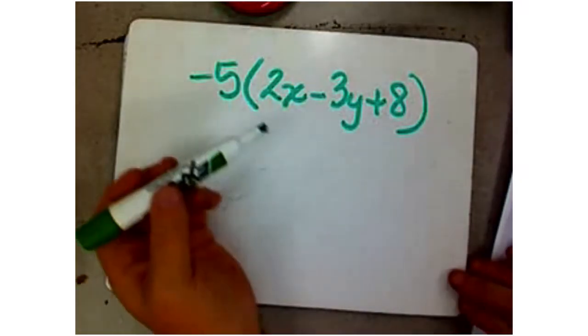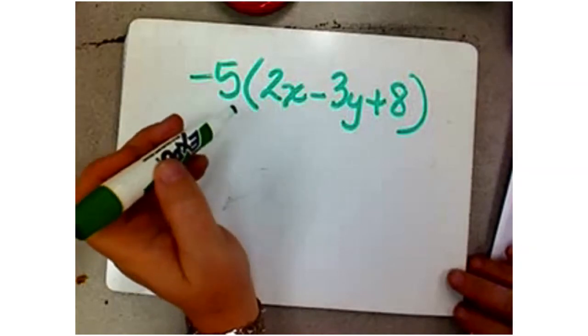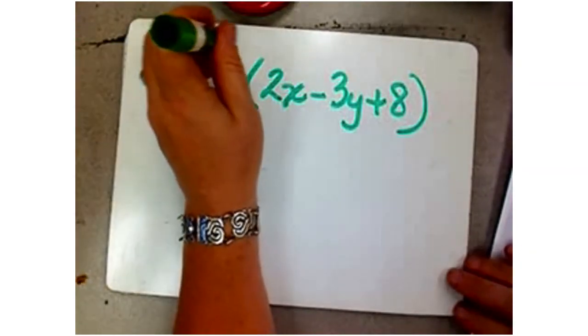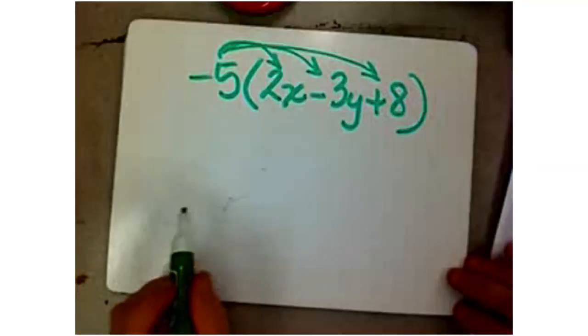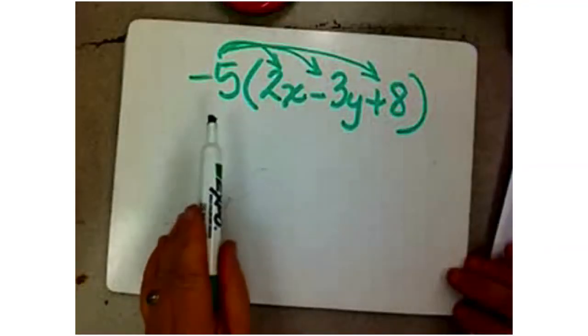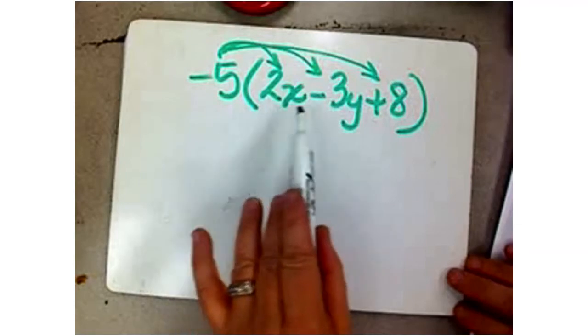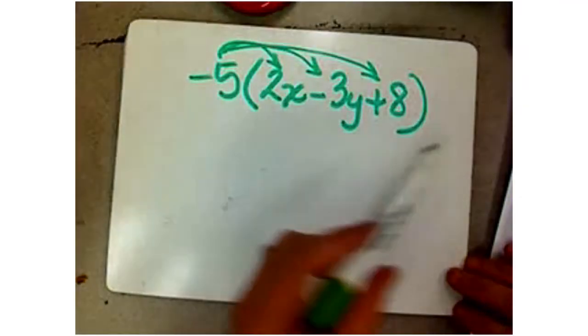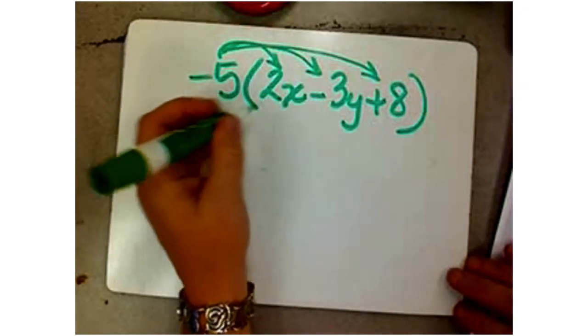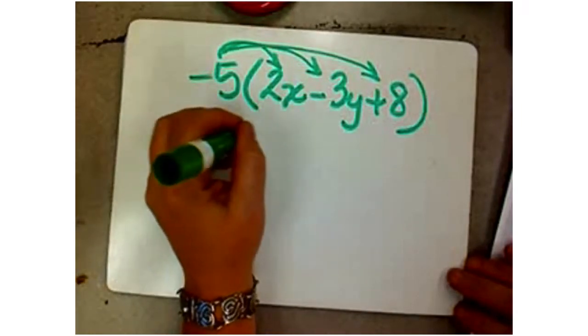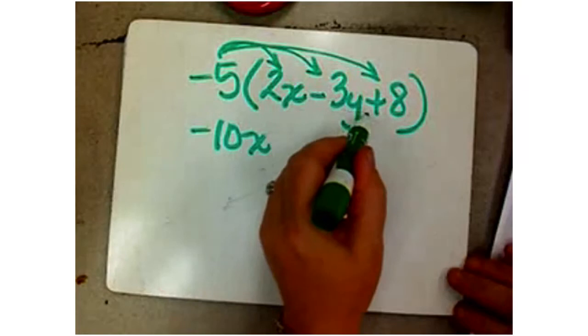And that means that we can distribute that negative 5 to every term inside the parentheses. We have to, because it's a negative 5 times the quantity of 2x minus 3y plus 8. So we got to distribute to all of them. Distributive property applies to every term. So negative 5 times 2x is a negative 10x. Negative 5 times a negative 3y.